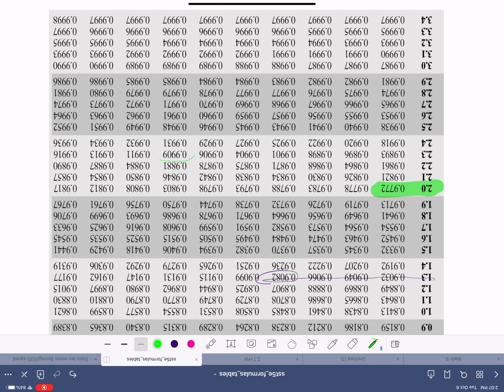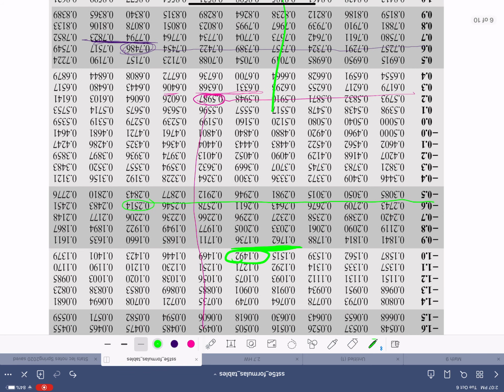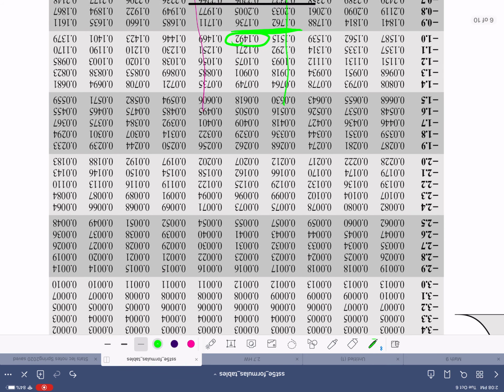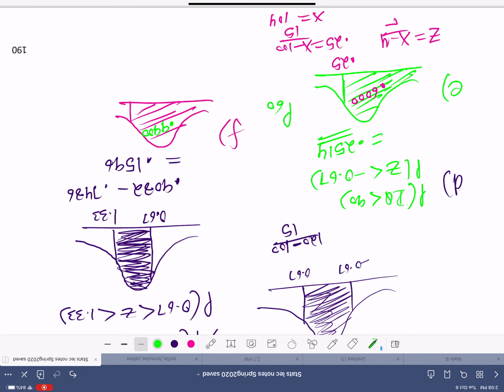0.99 looks like this one. This one looks like the closest. So 2.33 is the one that is closest. Okay, this table is pretty long. 2.33 is the closest. So 2.33 is the z-score.